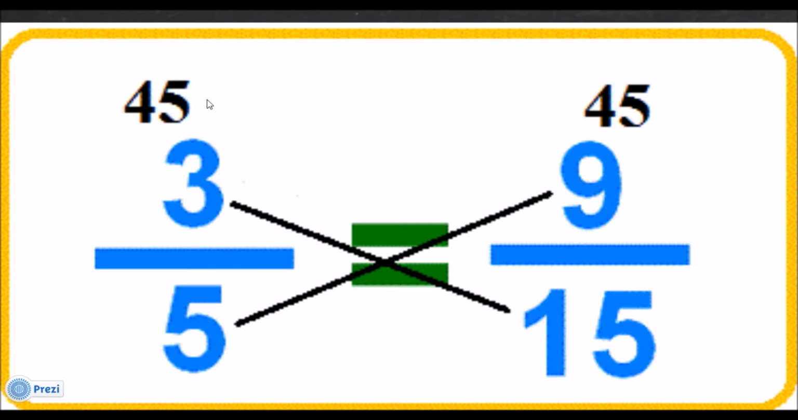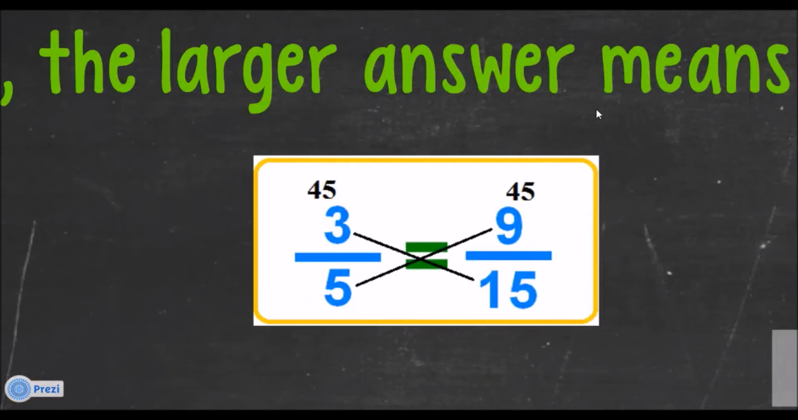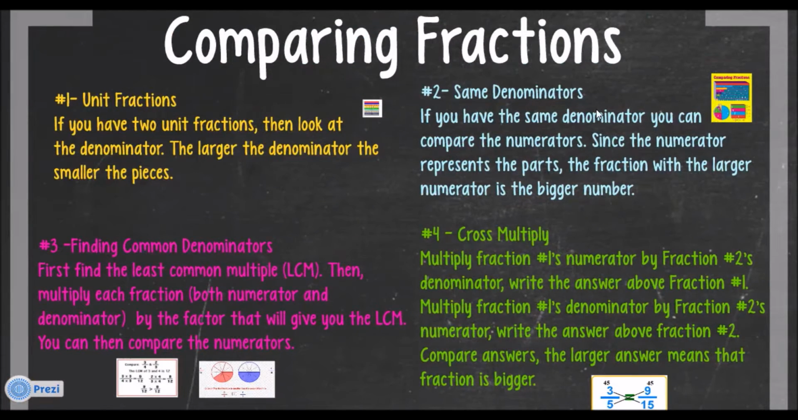If the answers are equal, then the fractions are equal. If, let's say, I got a 42 here, then 9/15 would be greater than 3/5. Okay, I didn't, but let's just pretend. So when you cross multiply, you go from one numerator to the opposite denominator, and write the answer above the numerator. Okay, and then do the same thing for the other numerator and denominator, and then that's how you can compare.